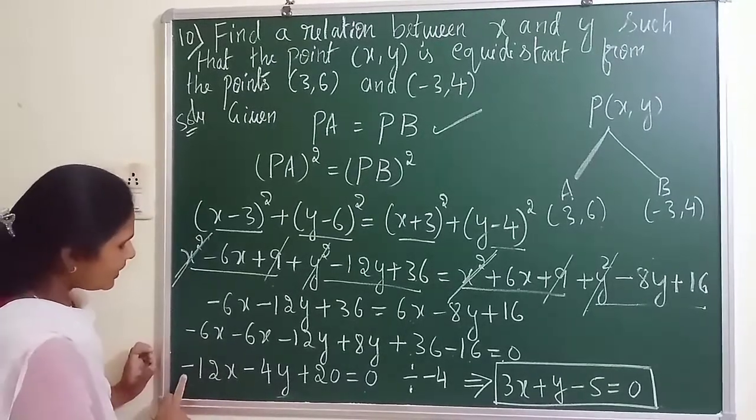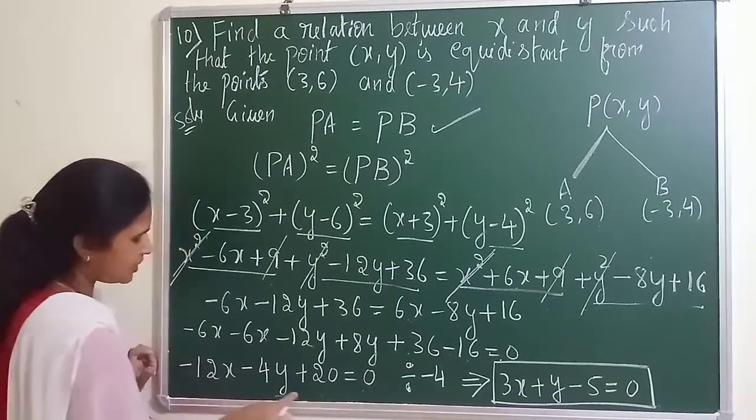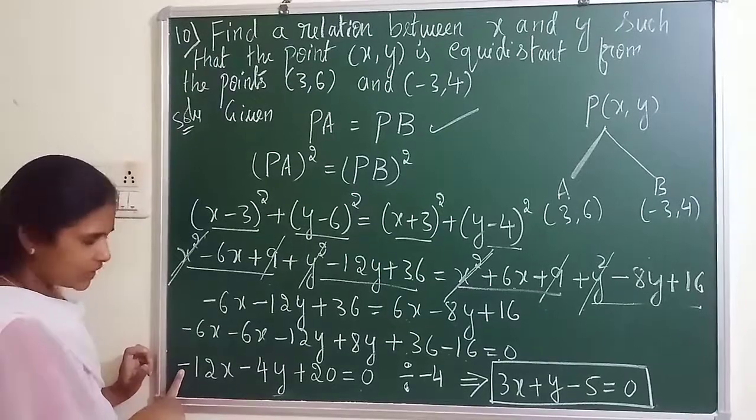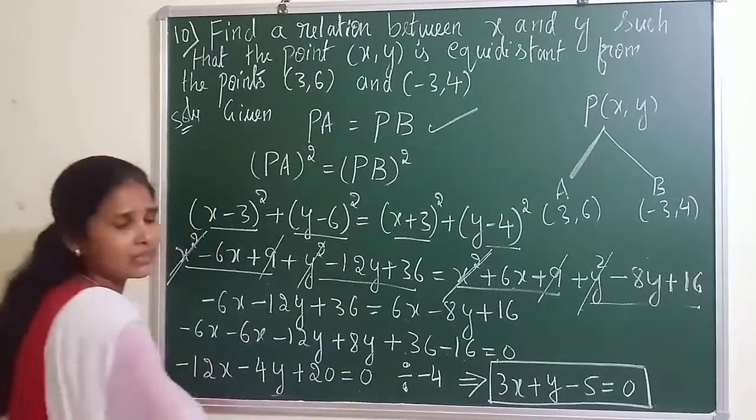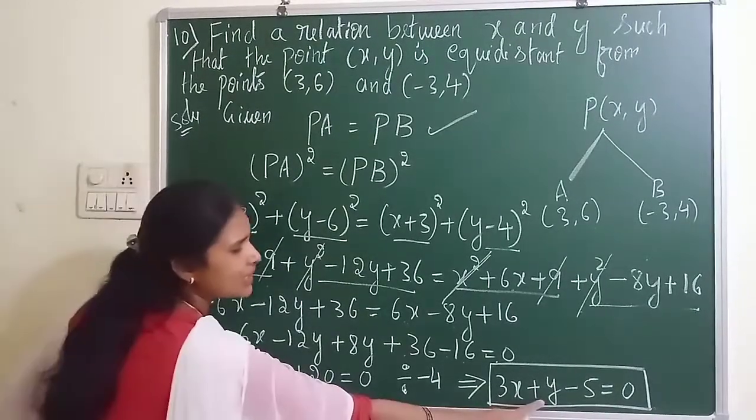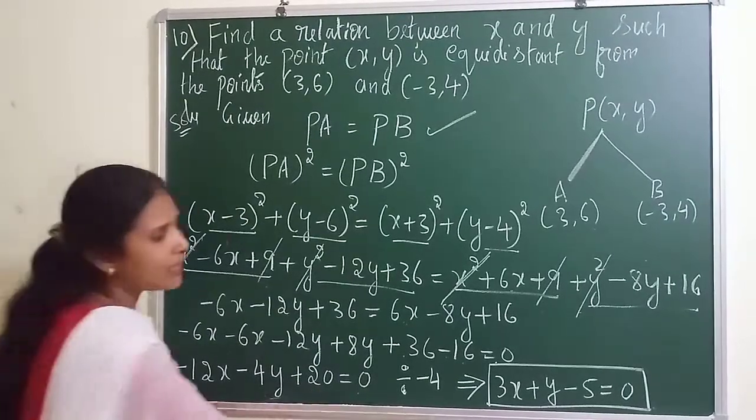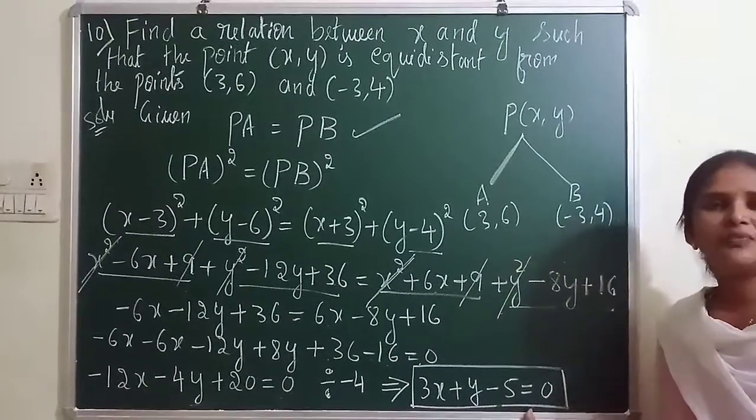That is, I divide these three terms by minus 4, because 4 is a common factor. When I divide this by minus 4, minus becomes plus, 4 3s are 12, that is 3x. And here minus 4 gets cancelled, you will get plus 1y, and plus 20 divided by minus 4 becomes minus 5. So I got 3x plus y minus 5 equal to 0.